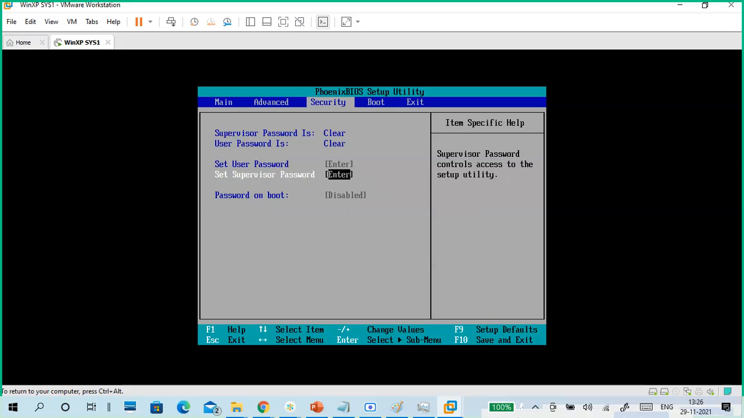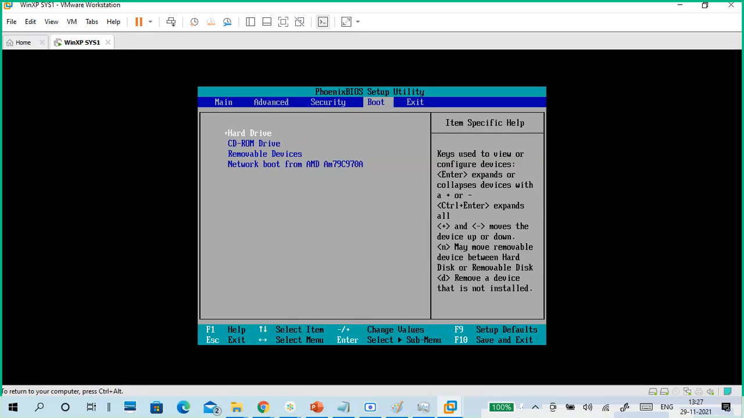This is security. Supervisory password, user password. Like, I change something, but you came and you want to change it also. I put something in secure settings, but you try to change the things. So I want to protect my system so other people should not change my BIOS settings. So I can put a password in here.